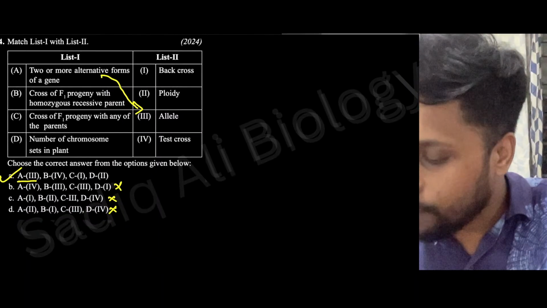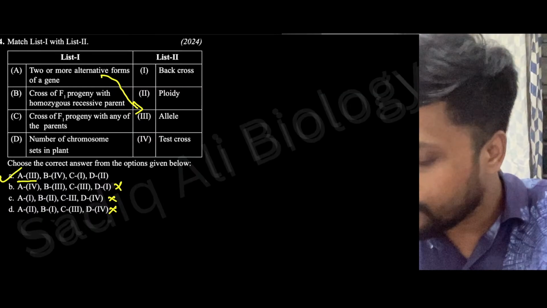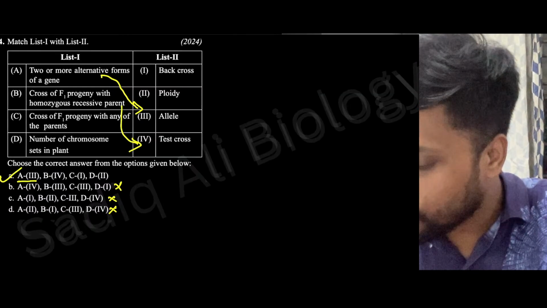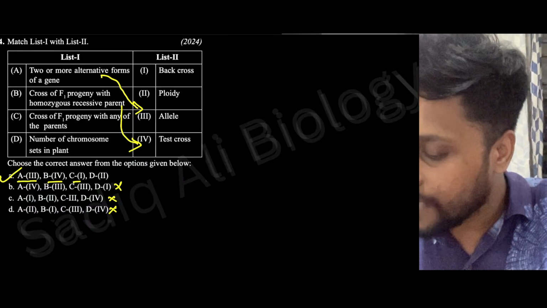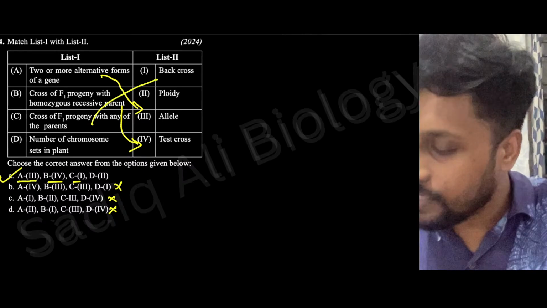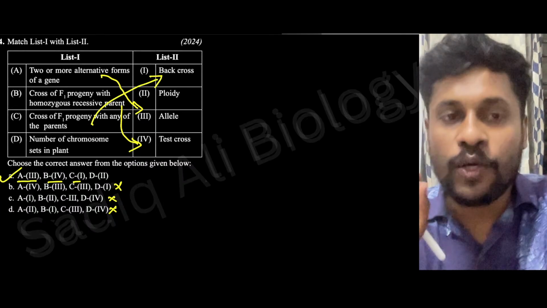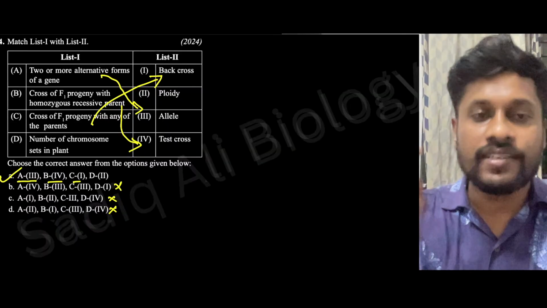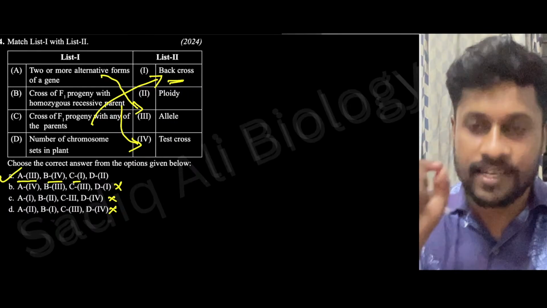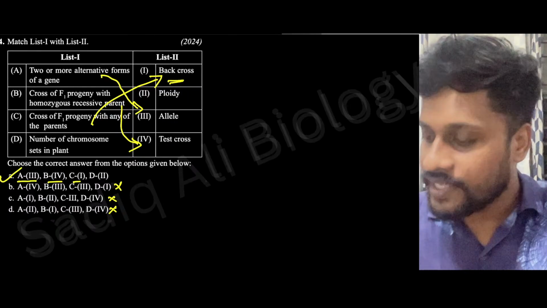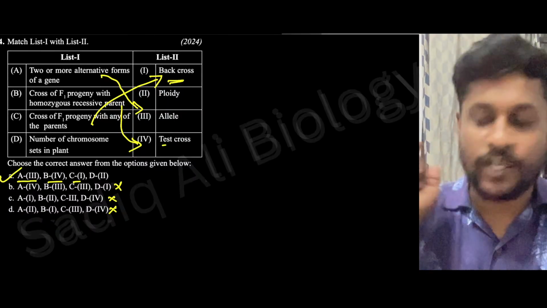B4: cross of F1 progeny with a homozygous recessive parent. Yes, this is called a test cross. True. Now C1: cross of F1 progeny with any of the parent, which is called a back cross. Very good. Correct. So crossing of F1 with any of the parent is called a back cross. And if the parent is homozygous recessive, then the cross is called test cross. So we can say that test cross is a type of back cross.